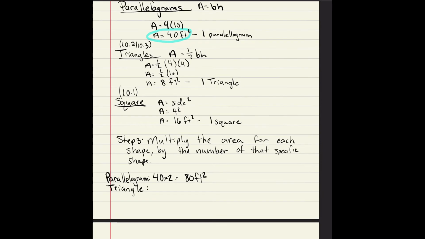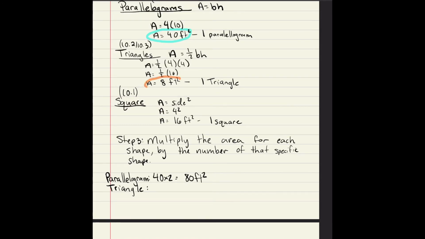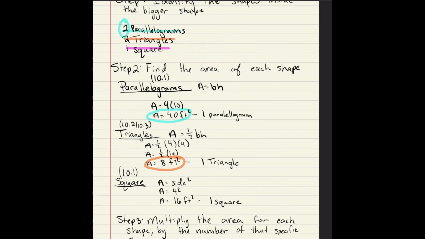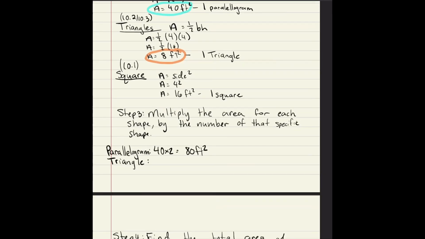So the area I found for the one triangle was 8 feet squared. And I have 2 triangles in this problem. So I would have to take 8 and multiply by 2 and get 16 feet squared. So that is the area for both triangles.